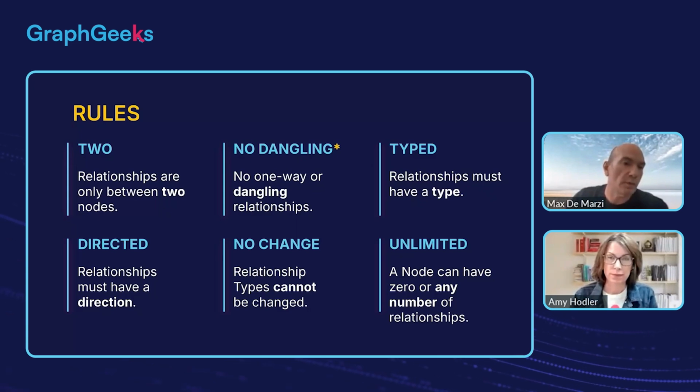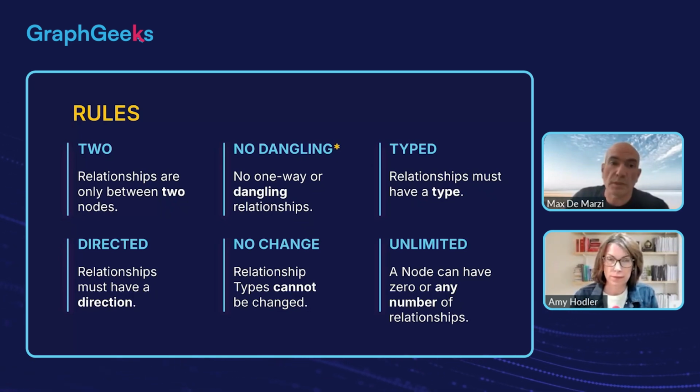Now, you don't have to treat the nodes or the relationships as if they had a direction. You can ignore the direction, but usually they have a direction. You typically can't change the type of relationship. Once you have it, you're stuck with it. If you want to change it, you really have to delete the relationship and create another one.